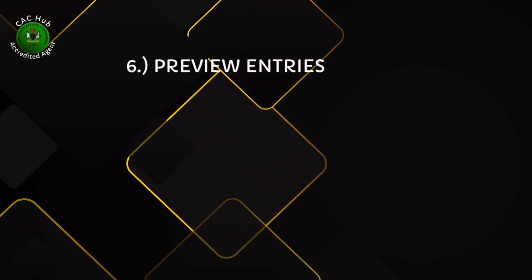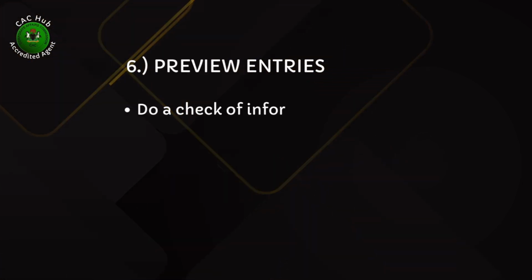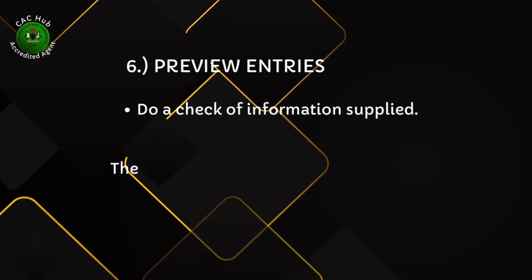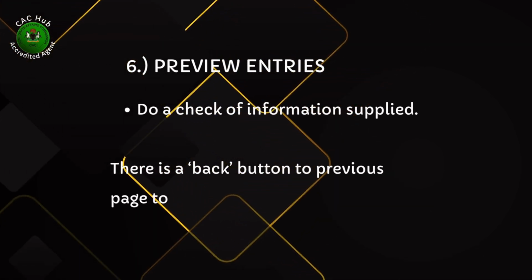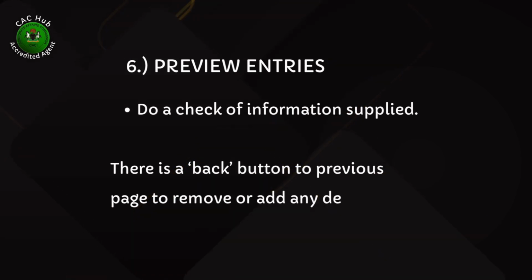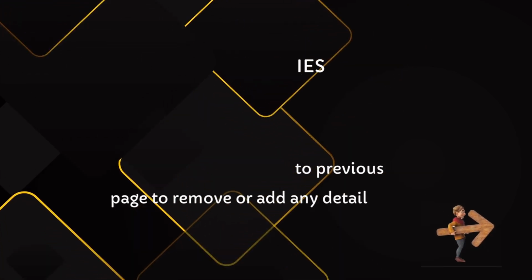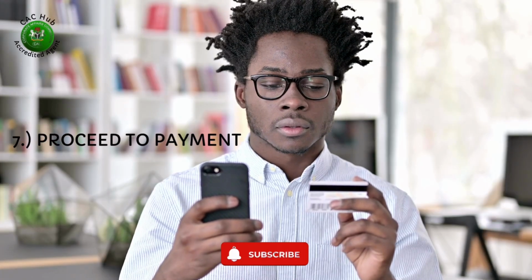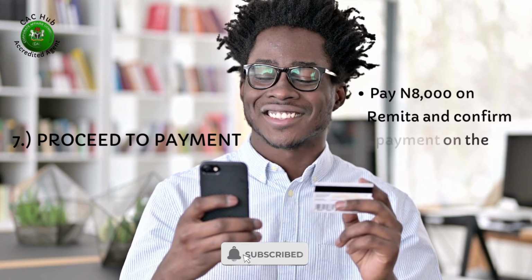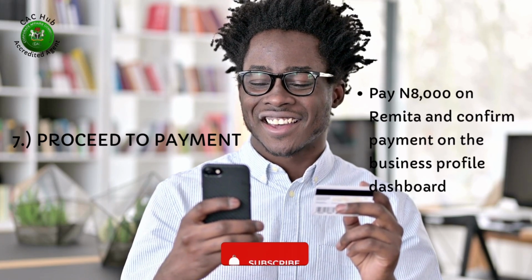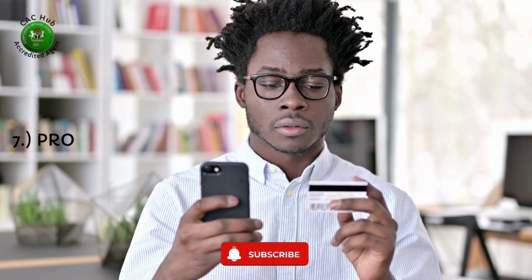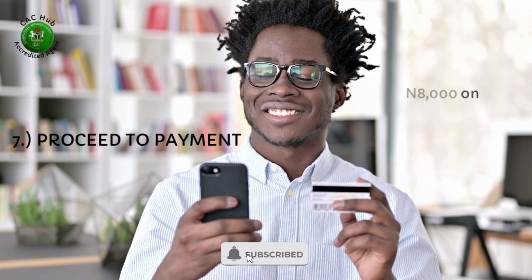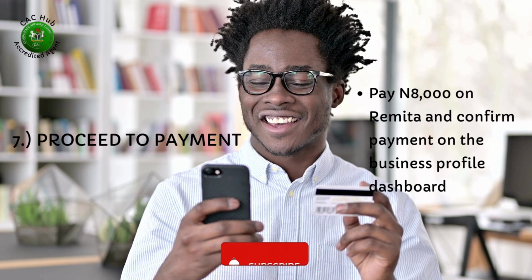Number 6 is to preview entries. At this point, a summary of all the details entered is displayed for review. You could also alter any information by going back to the previous page from here. Number 7 is to proceed to payment. Here, the annual returns fee of 3,000 Naira and the late filing fee of 5,000 Naira is displayed. You go ahead to make payment on the remitter platform in the total amount.